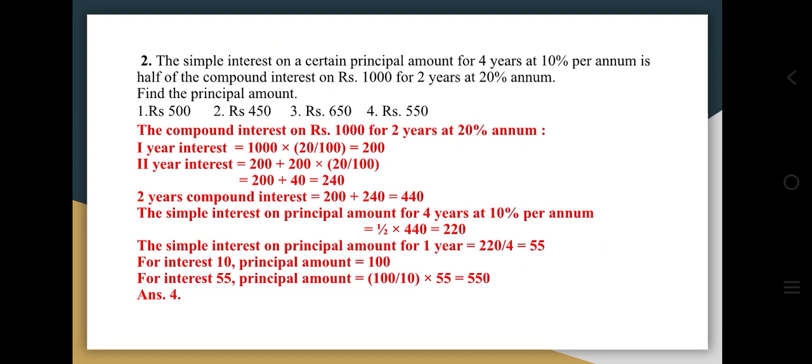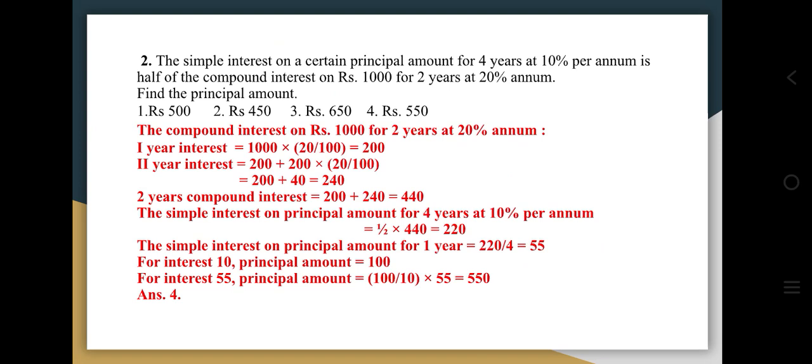We are given that the simple interest on the principal amount for 4 years at 10% per annum is half of the compound interest for 2 years. So the 2 years compound interest is 440. So half of 440 is 220. So 220 is the simple interest for the principal amount for 4 years at 10% per annum. The interest is 220. For 4 years the simple interest is 220.